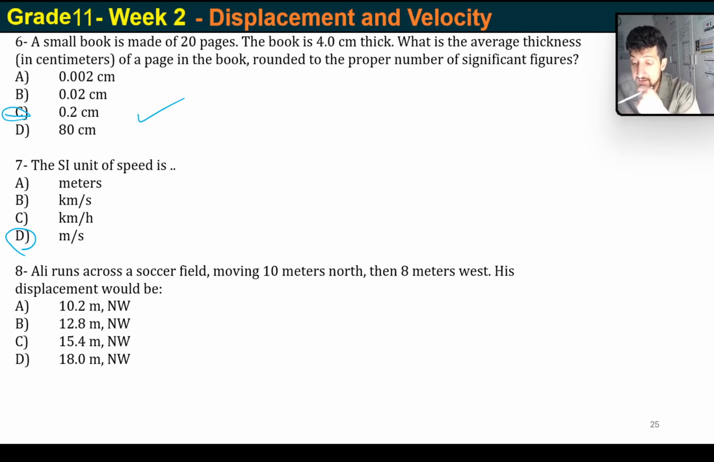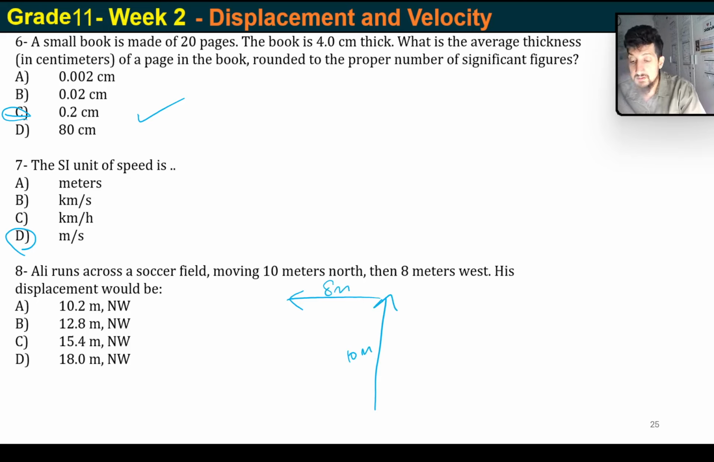Ali runs across the soccer field, moving 10 meters north, then 8 meters west. His displacement would be what? 10 meters north, 8 meters west.